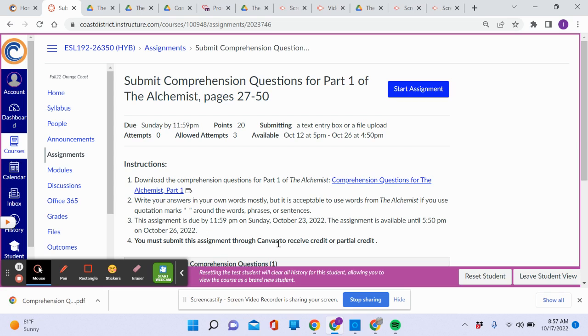Also, you need to submit the assignment through Canvas. Some of you tell me you're having a hard time with that. I need to talk to those students who are having a hard time submitting through Canvas. We need to have a meeting about that.